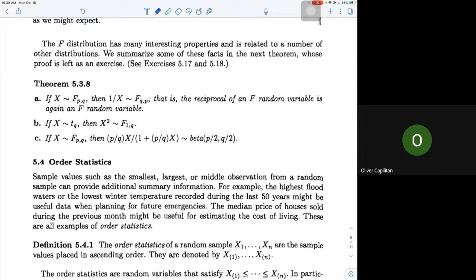So, only two sections are left, the order statistics, and then last will be the convergence concepts. This is for the last two sections of chapter 5 that will be included in probability theory, the subject probability theory.